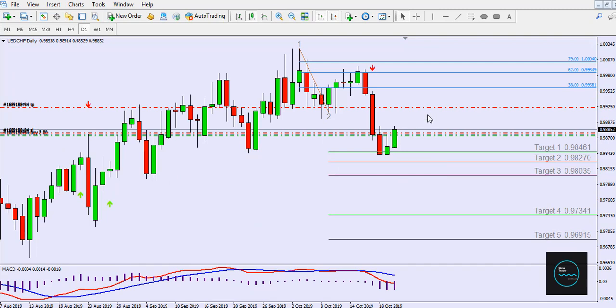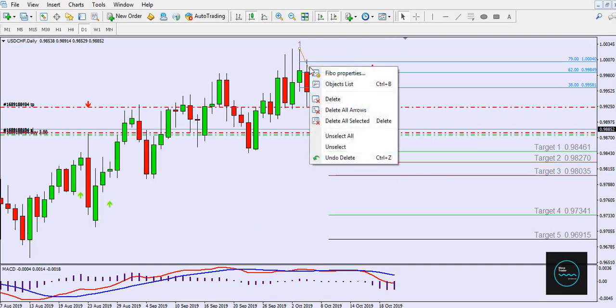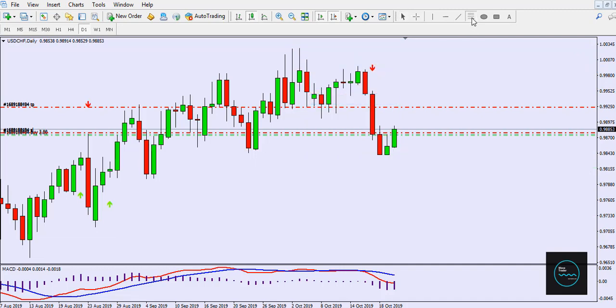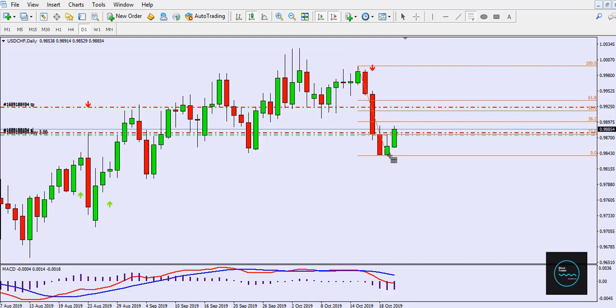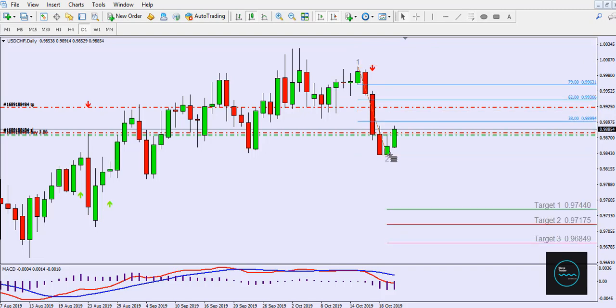And you can see where my price target is. So if we take the retracement levels from here to where the market bounced, you can see where the 62% retracement is.